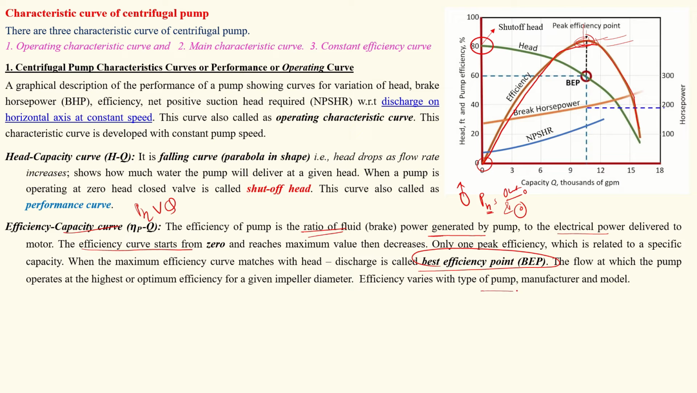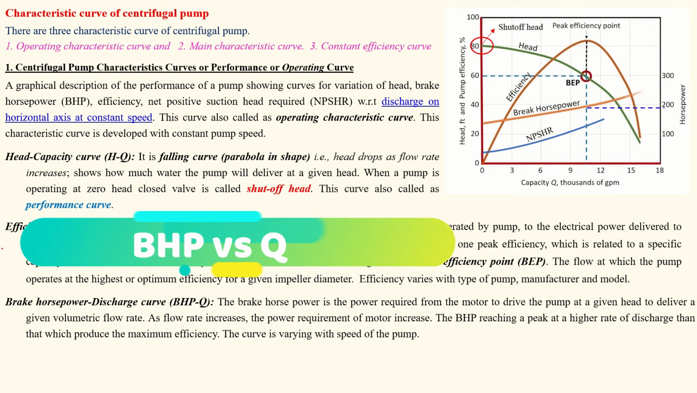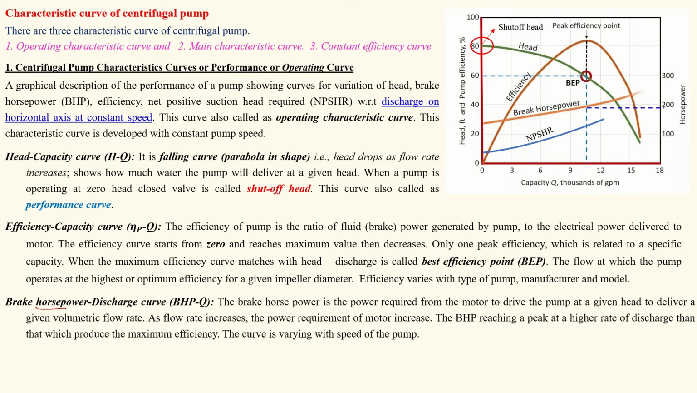This efficiency varies with your pump manufacturer and model types. If you are using different types, every pump has its own efficiency curves. Next one is the brake horsepower. Power is nothing but what is required by the motor to rotate and drive the impeller so that water can be pumped for a given height, for discharging the water. That is called power, brake horsepower.